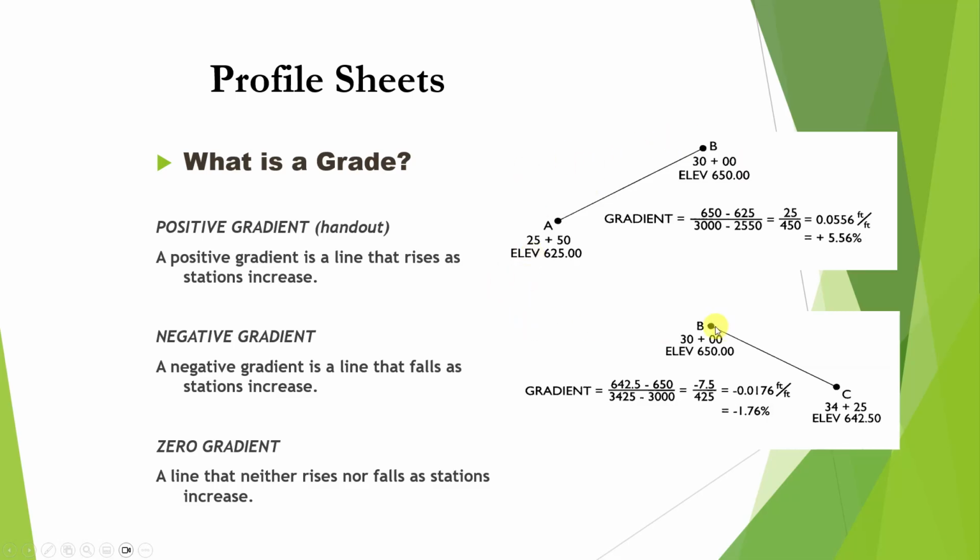A negative gradient means it's decreasing. So we're starting over here at this 30 plus 00, and we go to 34 plus 25 on our stationing, and our elevation goes from 650 down to 642.50. That is a negative gradient. Zero gradient is a line that neither rises nor falls as stations increase.